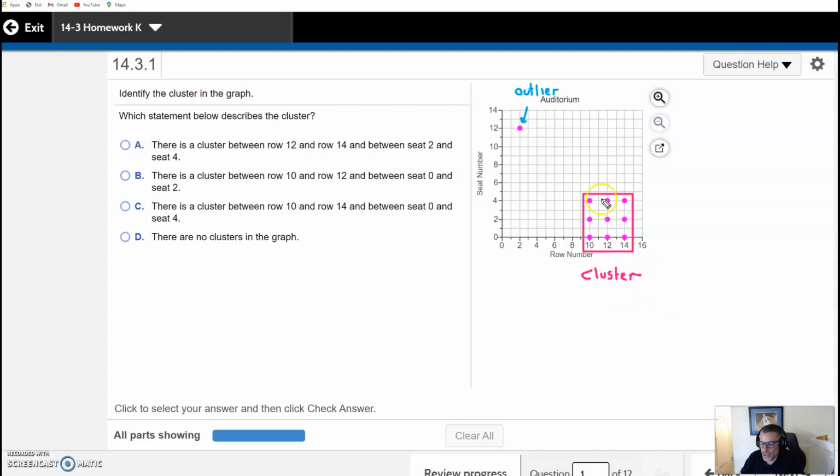All right, so how do we name this cluster? How do we identify it? Well, you just want to look at what are the x coordinates and what are the y coordinates that sort of create this box around the cluster. Well, if you look, my cluster sort of starts at an x coordinate of 10 and it ends at an x coordinate of 14. And if we're thinking about y coordinates, it starts at a y coordinate of 0 and it ends at a y coordinate of 4. Now, the x is measuring our row numbers. So we're looking for rows 10 to 14. There's a cluster between row 10 and 14 and between seat 0 and seat 4.